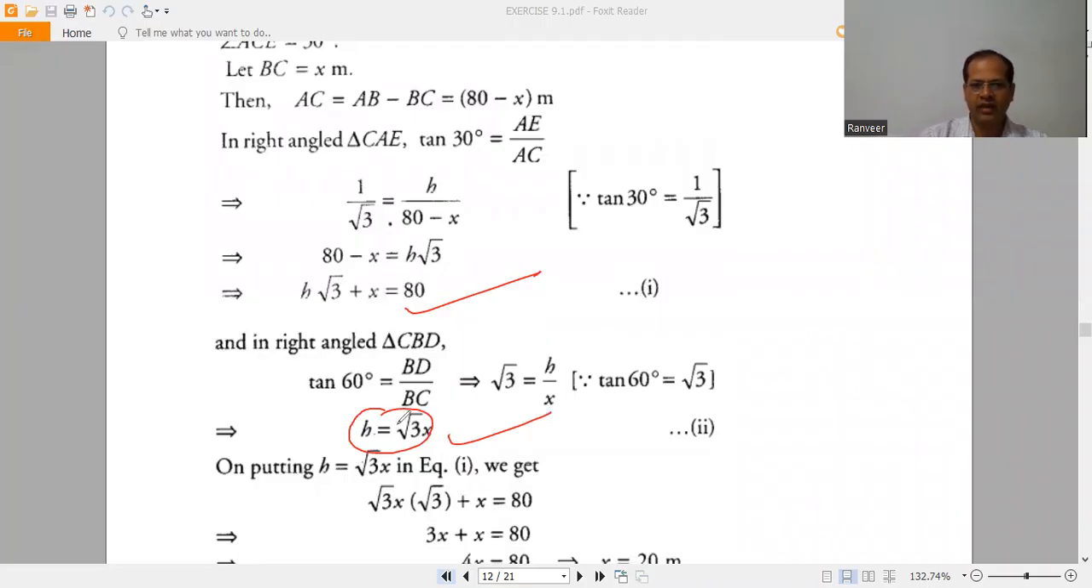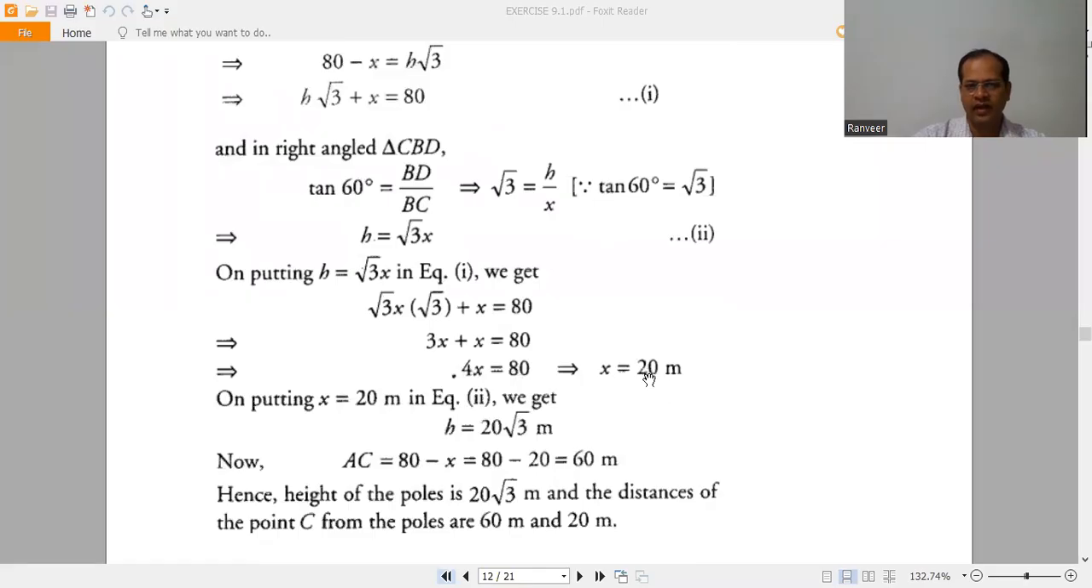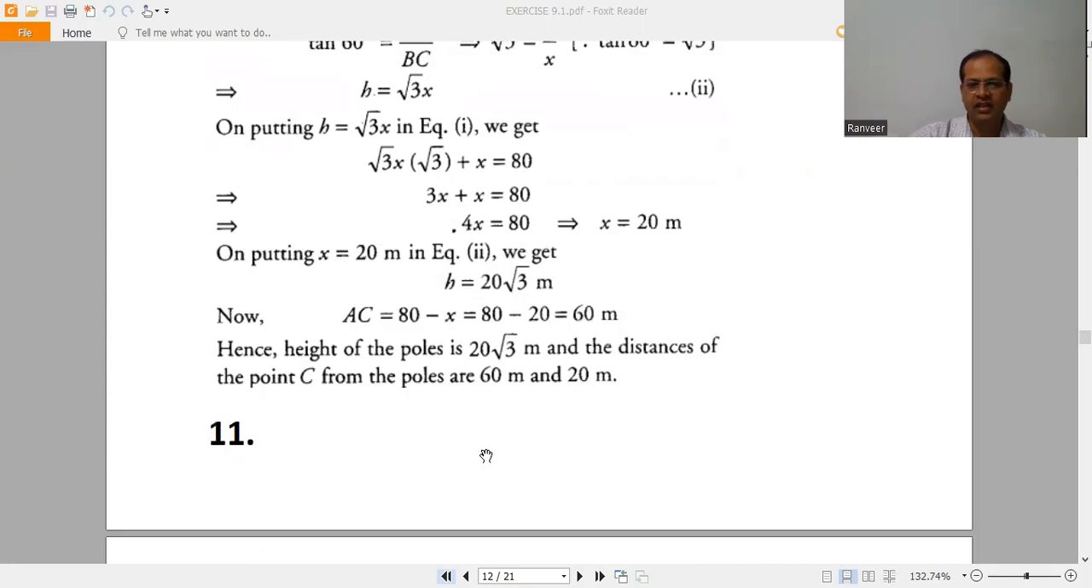So we substitute the value H equal to root 3x. So root 3x into root 3 plus x equal to 80. So from here, we will get 4x equal to 80, so x equal to 20 meters. Now, after putting it in the second equation, H equal to 20 root 3 meters. So the total AC value is 80 minus 20 equal to 60. So the height of the pole is 20 root 3 meters, and the distance of the point C from the poles is 60 meters and 20 meters respectively.